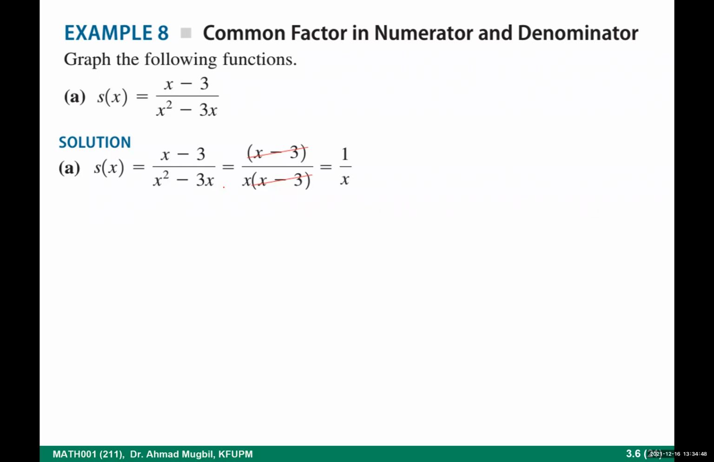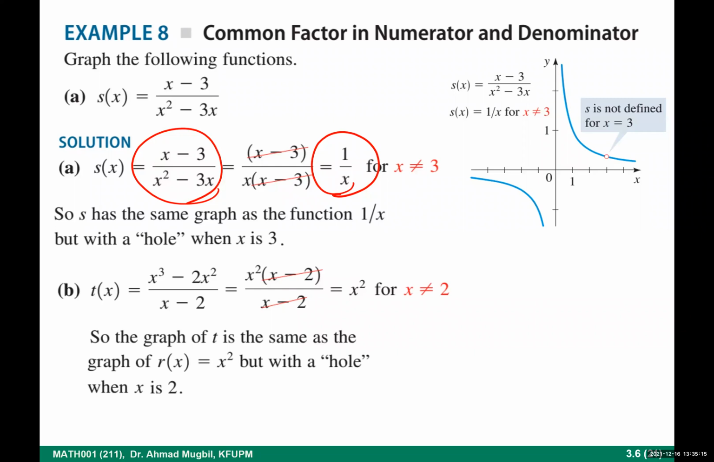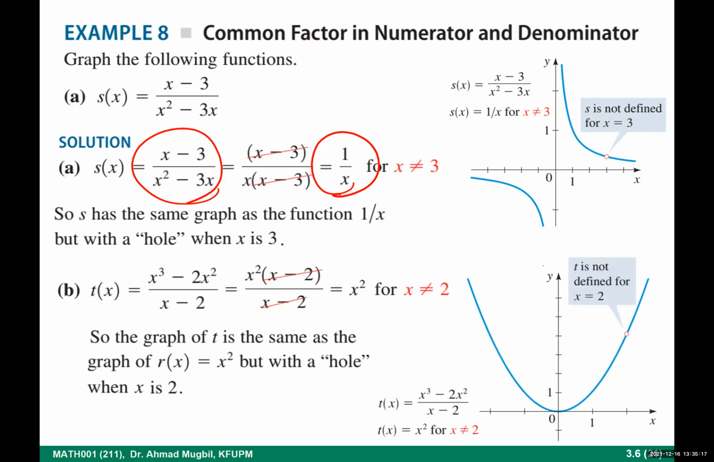So the graph of this function is the same as the graph of this function, just with a hole at 3. Look here. There is no vertical asymptote because the graph will not go to infinity or negative infinity when x approaches 3. What about this one? Factor first, cancel. The graph of this function is the same as the graph of x squared, but with a hole at 2.